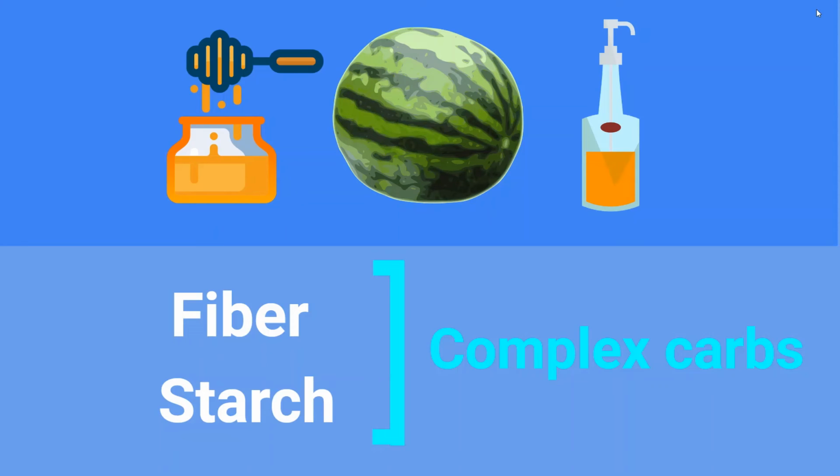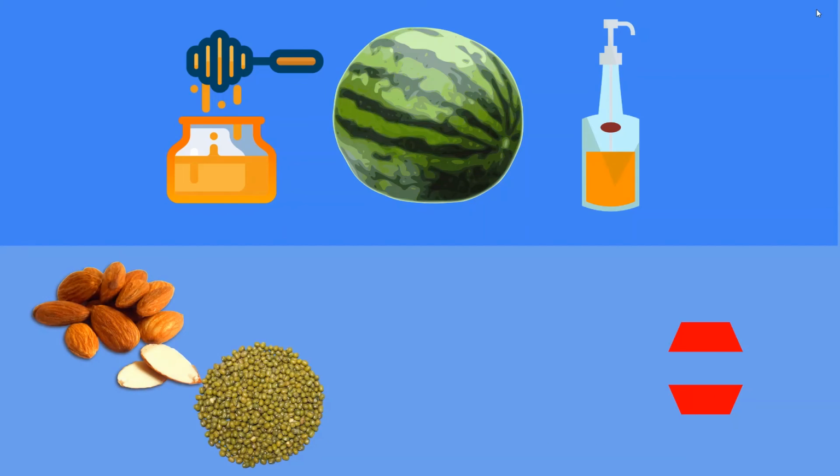On the other hand, complex carbohydrates are digested more slowly, giving a filling sensation and leading to weight control. Fibers and starches are examples of complex carbs, as we have said. Some types of fibers are nuts and beans, whereas some types of food that contain high levels of starch are rice and cereal.